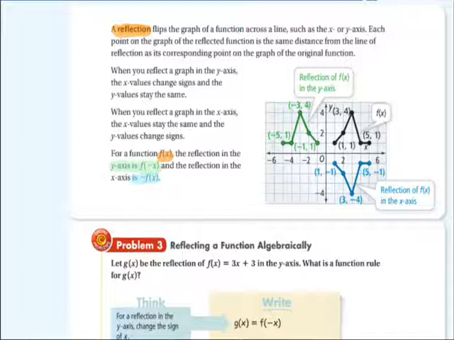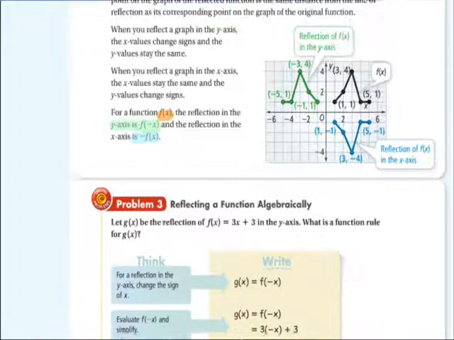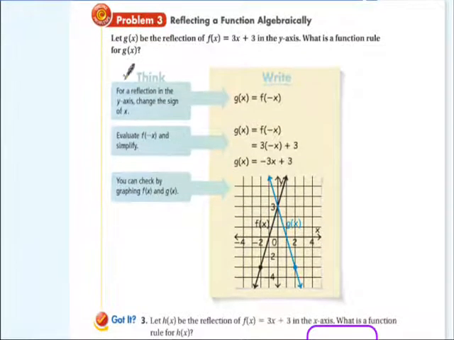All right, so let's look at some problems here. If we were to reflect a function algebraically, so g of x, we're going to try and get g of x and say that that's the reflection of this function here. What is the function rule for g of x? Well, for a reflection in the y-axis, we change the sign of x. So g of x is now equal to f of negative x.